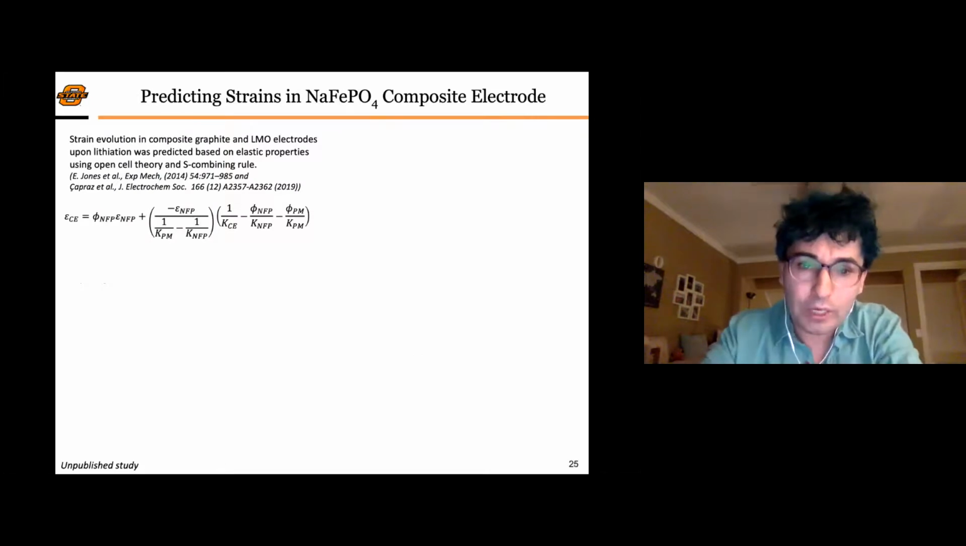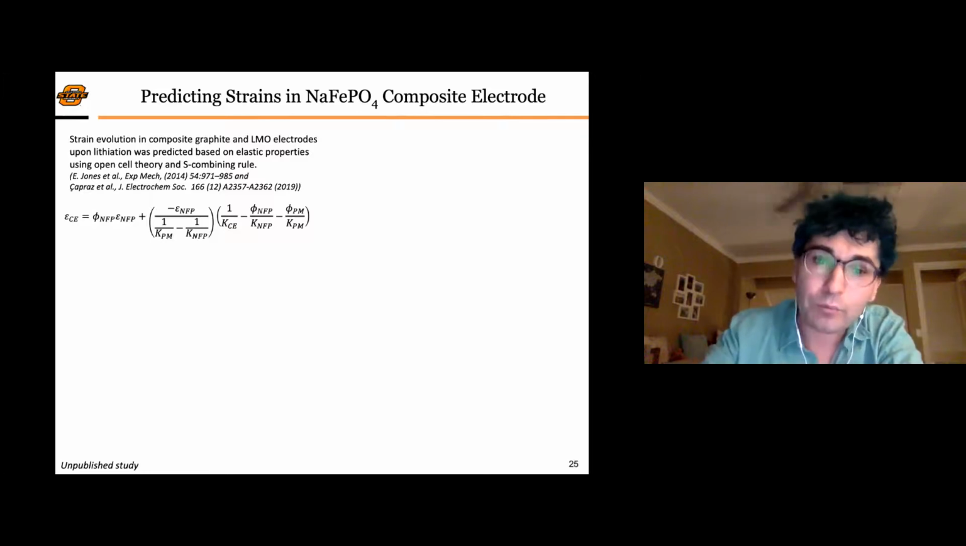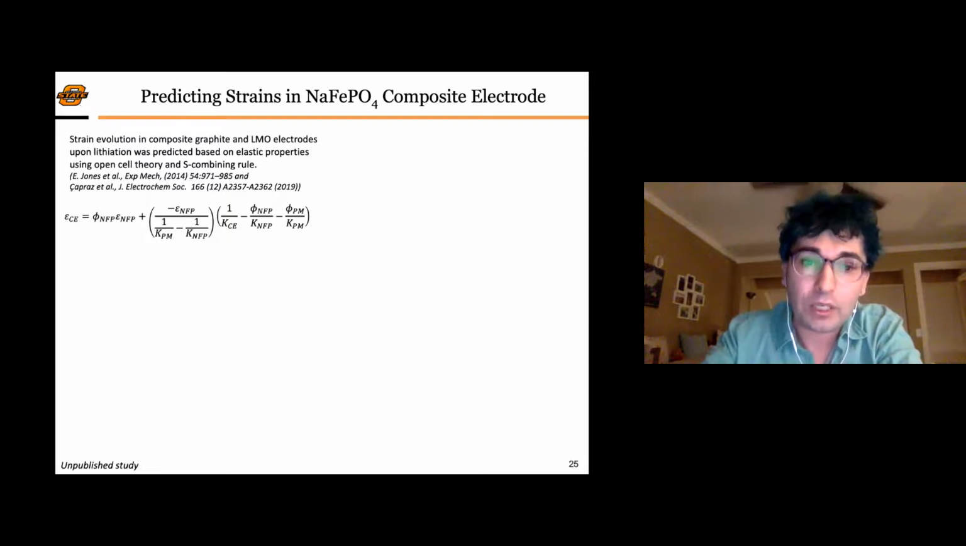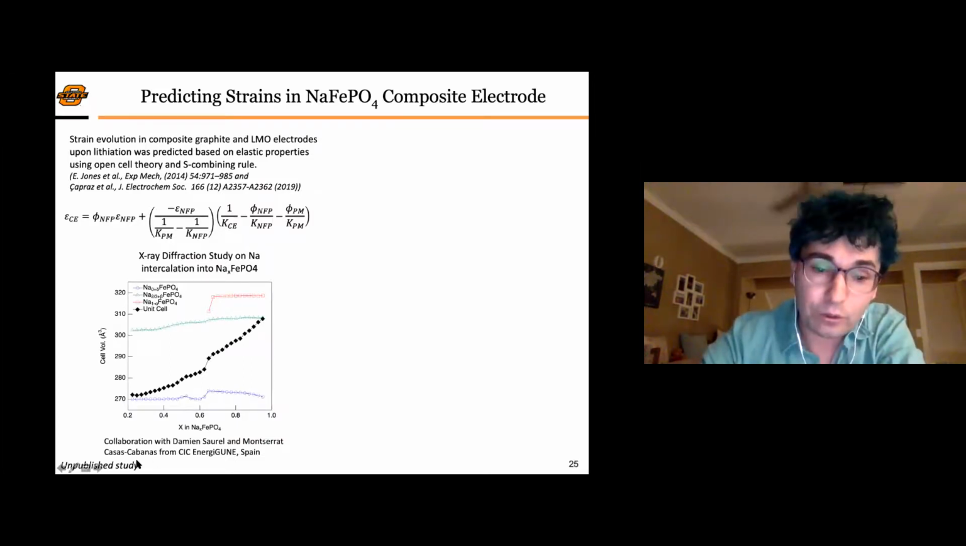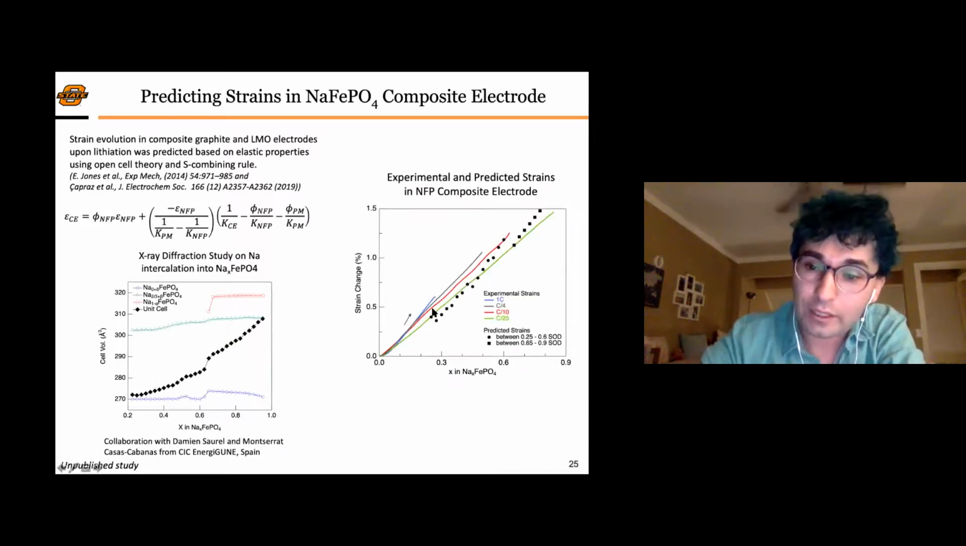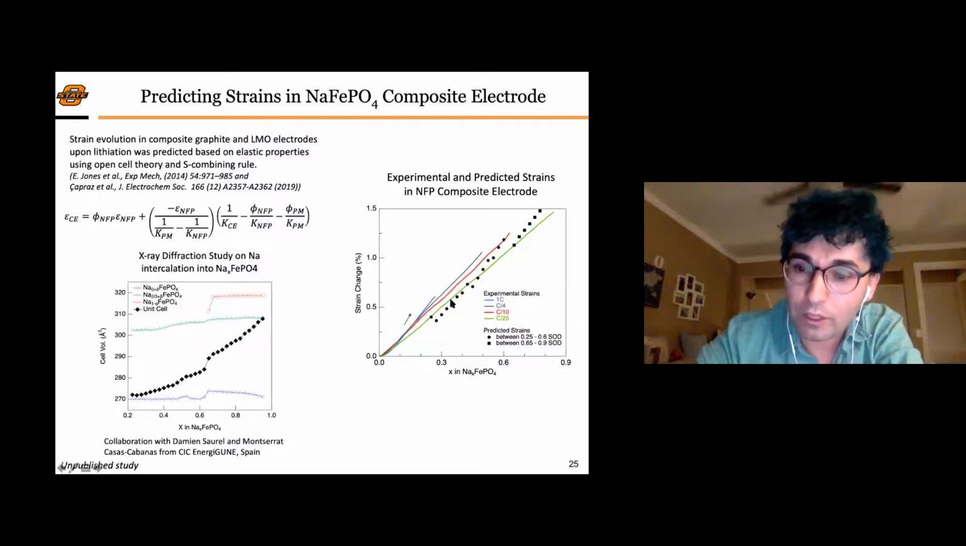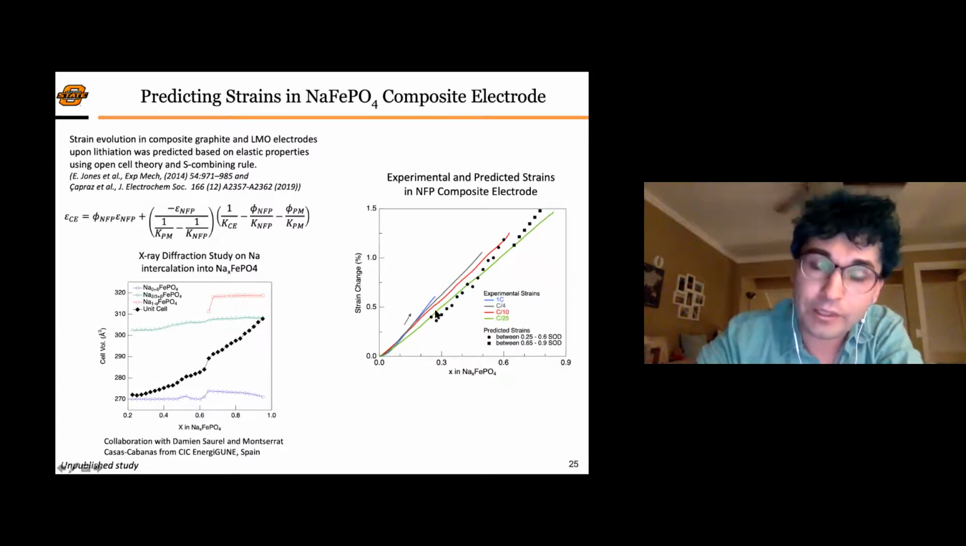The next step was for us to understand how this stress dependency happened at different scan rates. Previously, the strains were predicted from the elastic properties using the open cell theory and the Voigt combining rule. In order to do that, we need to have the XRD data. Thanks to the collaboration with Montse from Spain, we were able to calculate the composite strain using the changes in the crystal structure. Here, the dots represent the predicted strain, and the straight lines are the experimental strain we have at different scan rates.